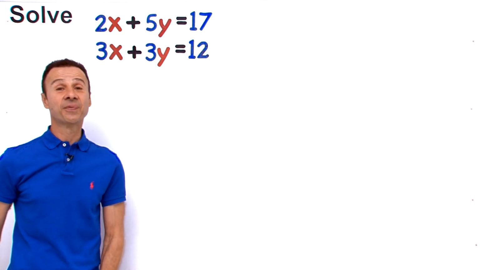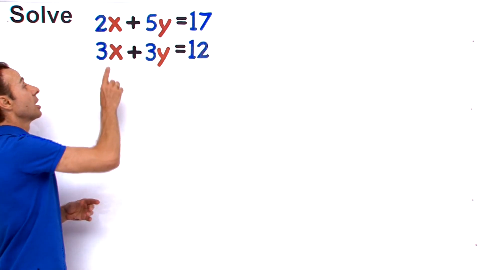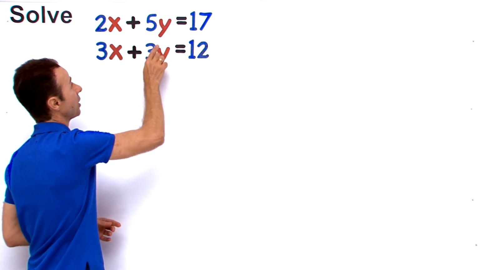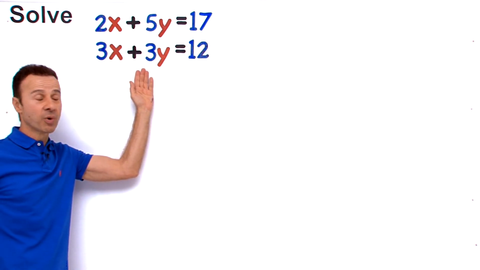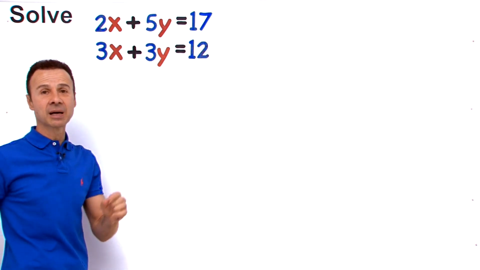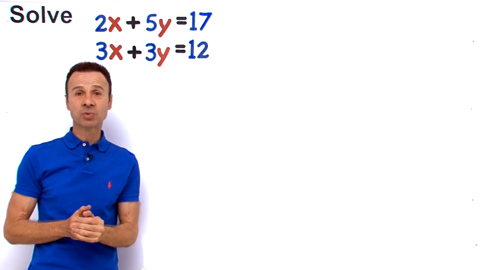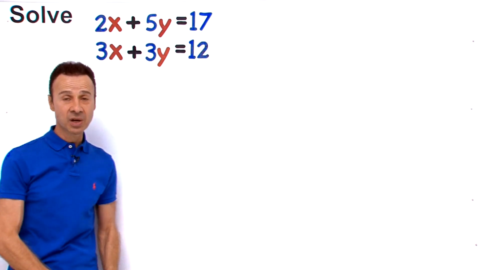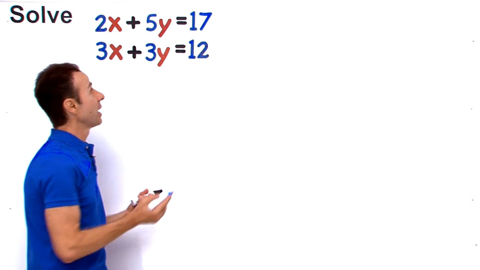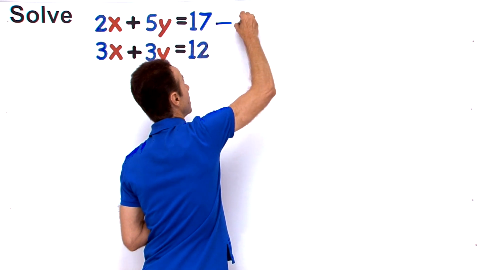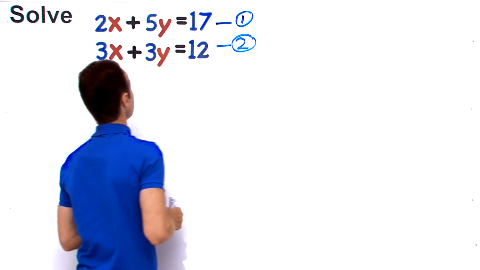All right, guys, let's find the solution using substitution. We have two equations. Up the top, we have 2x plus 5y equals 17, and down below, 3x plus 3y equals 12. Our outcome is to find the two unknown variables, the x and y, and we have two equations. So the first thing I want to do is mark up each equation and identify them as number 1 and 2. Okay, there's our two equations.